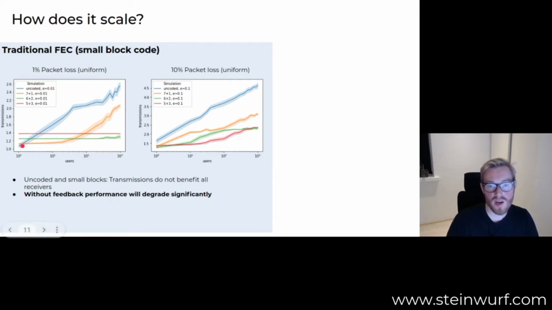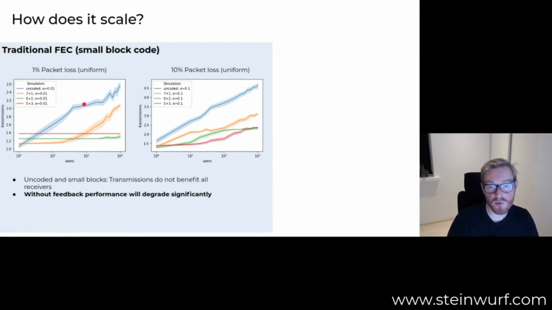In this case, we're transmitting a packet. If somebody lost it, we need to retransmit it. If somebody is still missing it, we need to retransmit it again, and so forth. So if we look, for example, at 100 receivers, we see that at this point we need to transmit every packet twice, so we have 100% overhead here. There will always be somebody that needs one more retransmission.